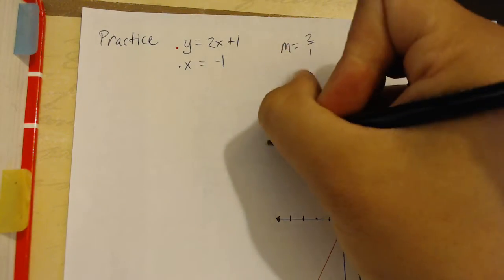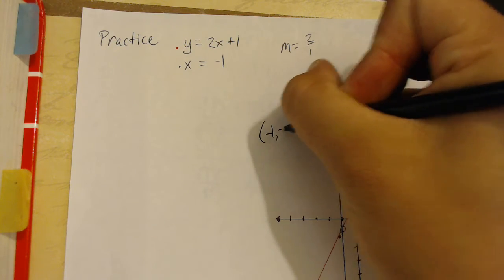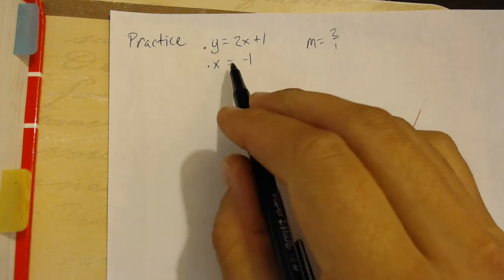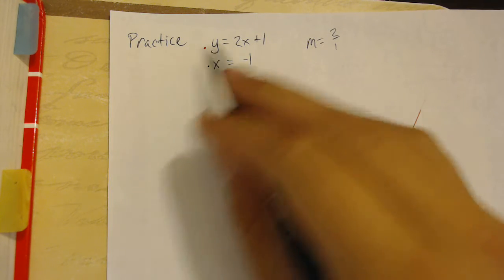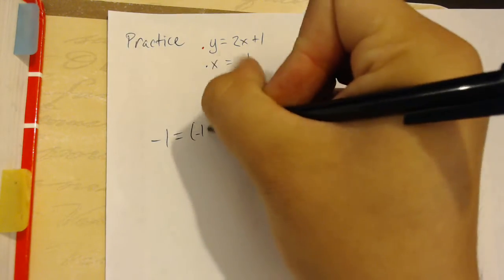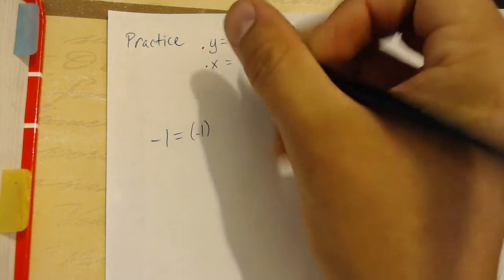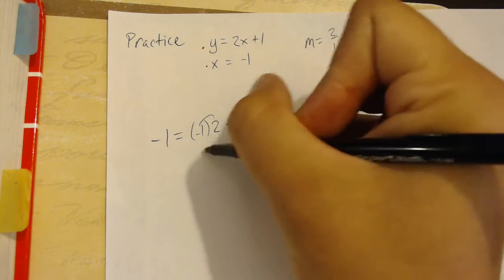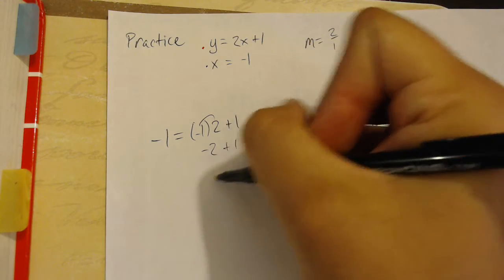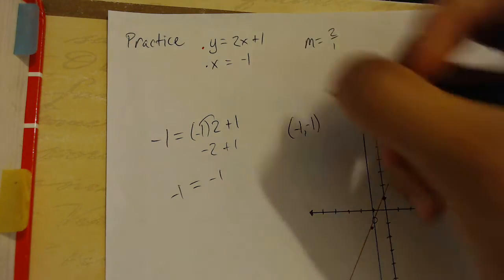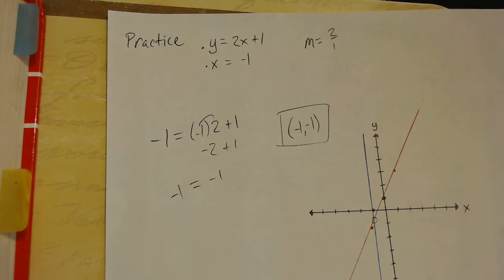So if we have the possible solution of negative 1, negative 1, all we do is we take that and we plug it into one of these equations. Well, it works for the bottom one easy, but let's try it in the top one. So if we have negative 1 equals negative 1 times 2 plus 1. Does that work? Well, negative 1 times 2 gives me negative 2. Negative 2 plus 1 gives me negative 1, and negative 1 is equal to negative 1. So that means that this point is correct, and it checks out. And that's it. That's all there is to it.